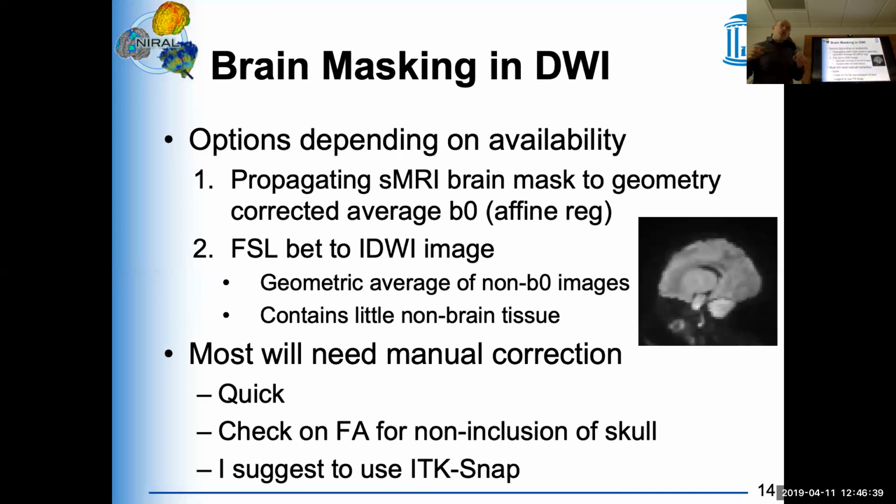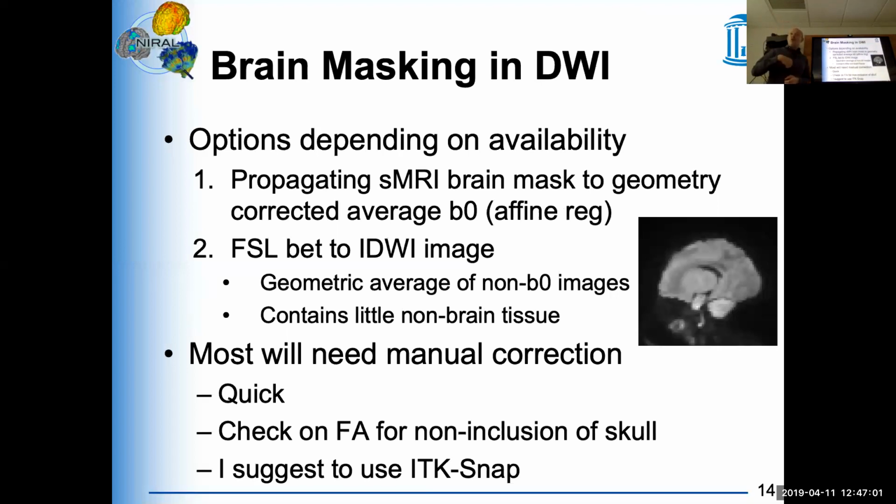If you look at the FSL best practices on their FSL wiki, it actually shows you how to create an average B0 from the topup output, and it applies BET to that average B0 and gives an image out. And that is pretty decent.